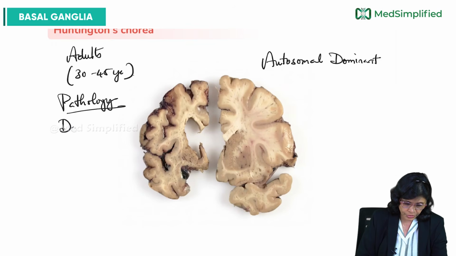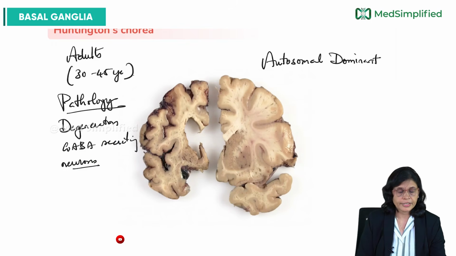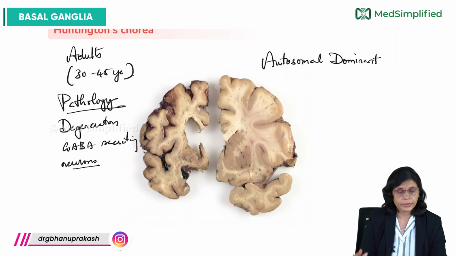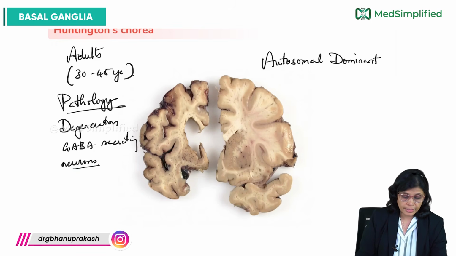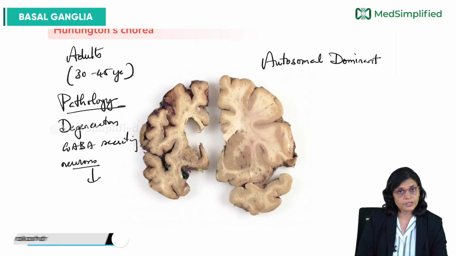There is degeneration of GABA secreting neurons. So there is degeneration of the GABA secreting neurons of the striatum, that is in the caudate nucleus and the putamen. Because of which what happens is there is the nigrostriatal pathway, right? Dopamine basically, through the nigrostriatal pathway, will be causing the inhibition of the cells of the corpus striatum.